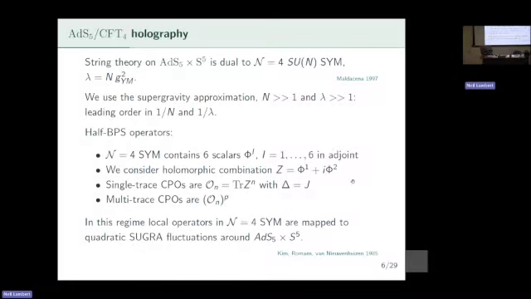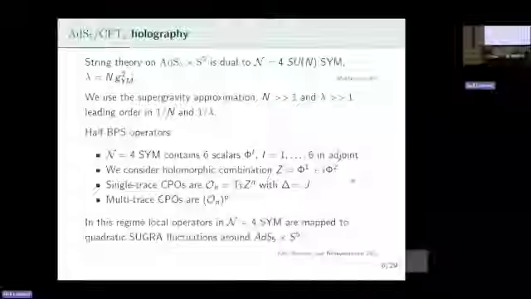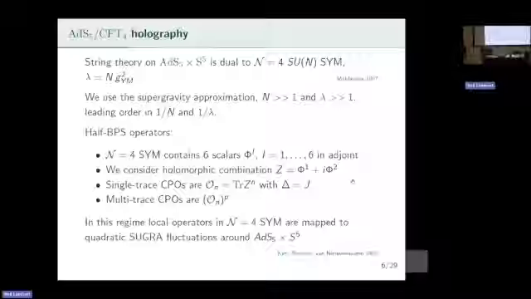I'll be working in the supergravity regime, which means that my results will be valid at leading order in 1 over N and 1 over lambda. And in particular, I'll be interested in the half-BPS sector of this theory. So let me remind you of the operator content of the half-BPS sector. As you know, N equals 4 super Yang-Mills has 6 scalars in the adjoint representation of the gauge group. Out of the 6, I'll be interested only in 2 scalars, phi1 and phi2, from which I will form holomorphic and anti-holomorphic combinations, which I'll call Z and Z bar.